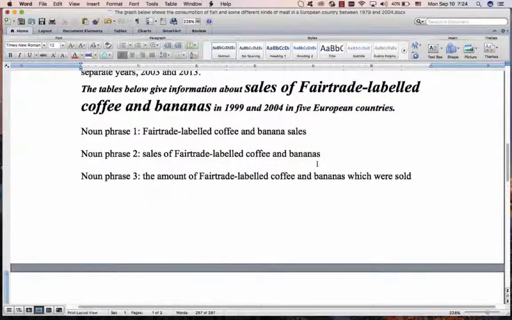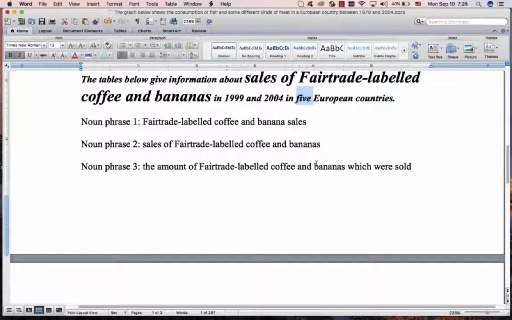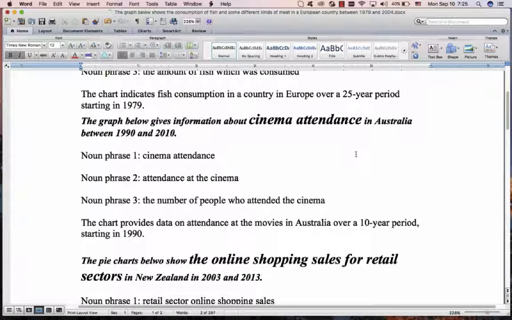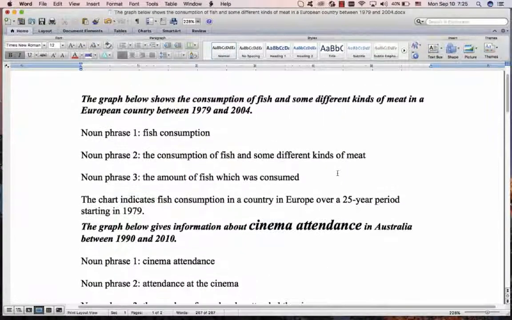If there are 2 or 3 countries and you can see their names, so it's France and Germany and Italy, for example, that's okay, write them. But if there are 5, it's too many to write, so don't write them all. Alright, and that is pretty much all you need to know about Paraphrase.